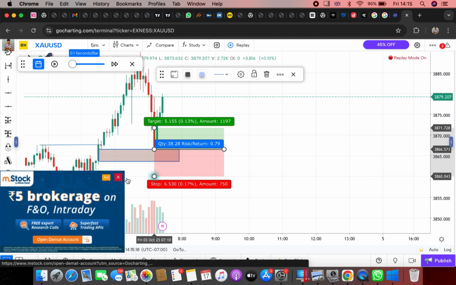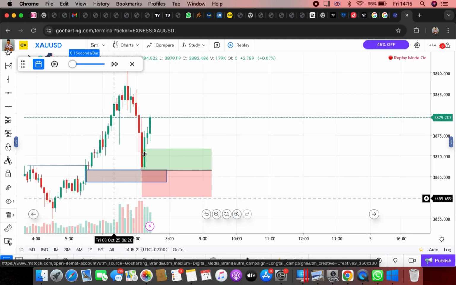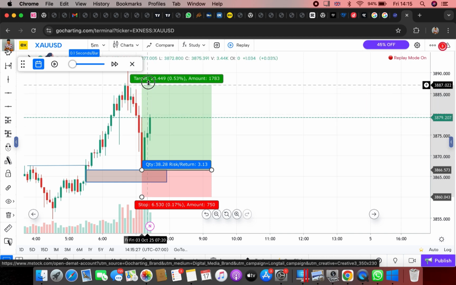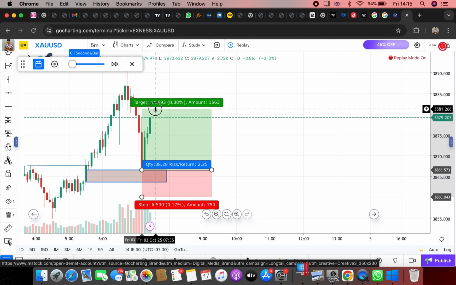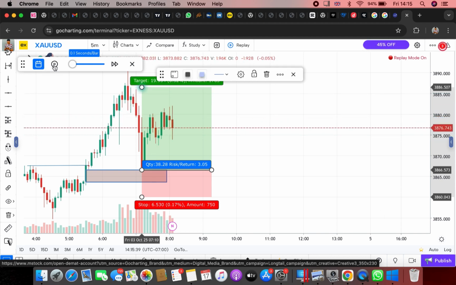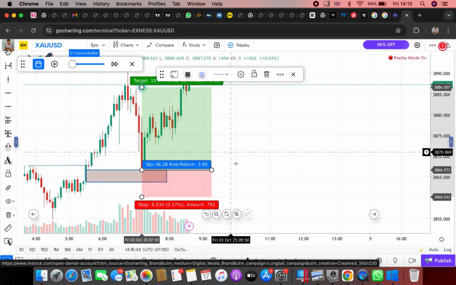Then your take profit will be 2R or 3R, as the case may be. Anyone you want, 2R or 3R. But like I said, 2R or 2.5R is okay. As you can see, this market has given us 2R. Let's see if it can give us 3R. Okay, 3R. It is giving us 3R.